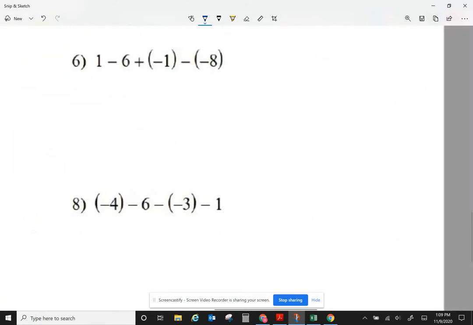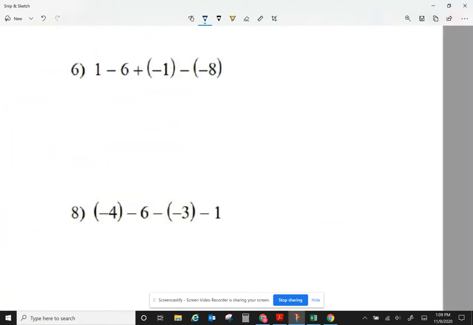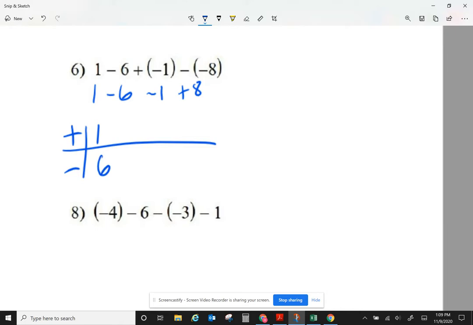Let's take a look at question number 6. Let me write everything without parentheses. So I have a 1, minus 6, minus 1. Remember, when the signs are different, a positive and a negative, I write it as minus. And then plus 8. Once again, two negatives make a positive sign. All right, so let me separate positives and negatives. The first number is positive, so I'm going to put it with the positives. The 6 is negative, so I'm going to put it with the negatives. The 1 is negative, so I'm going to put it in the negatives. And the 8 is positive.